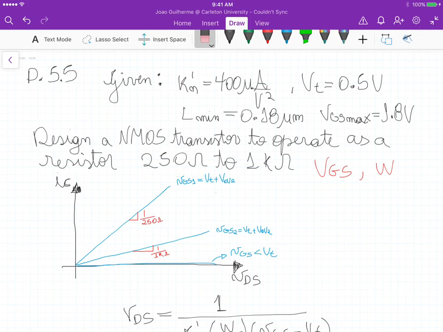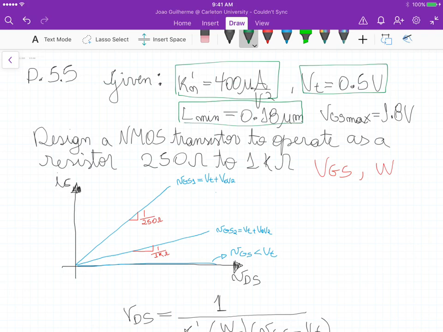Okay, so now we have problem D5.5, and for this problem we know that we have the process transconductance as 400 microamperes per square volts and a threshold voltage of 0.5 volts. We also know that the minimum length of the channel is 0.18 micrometers and the maximum VGS allowed in this design is 1.8 volts.